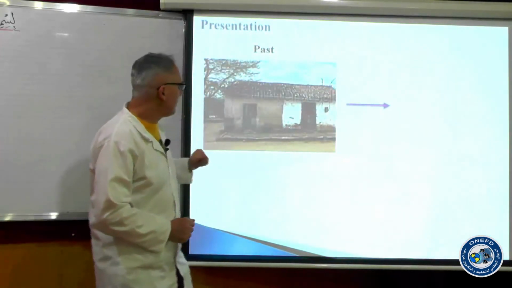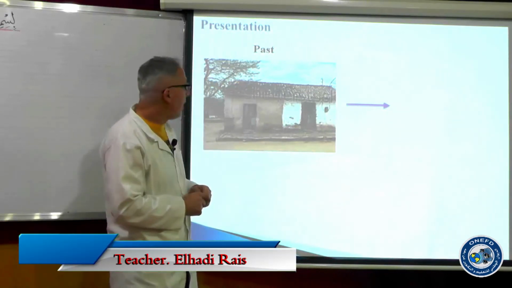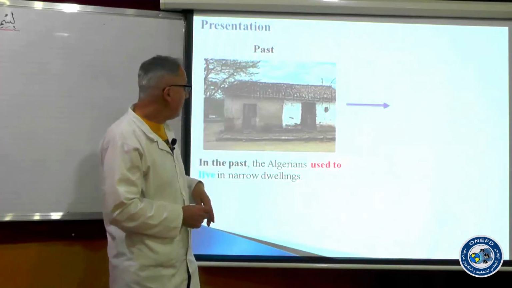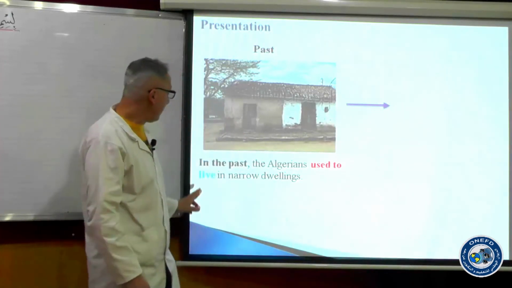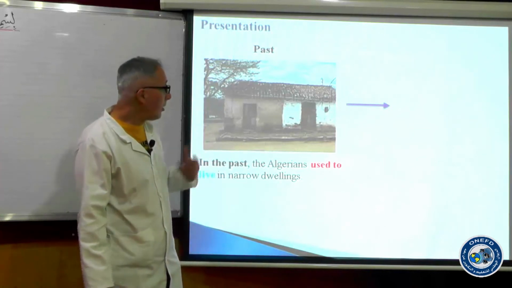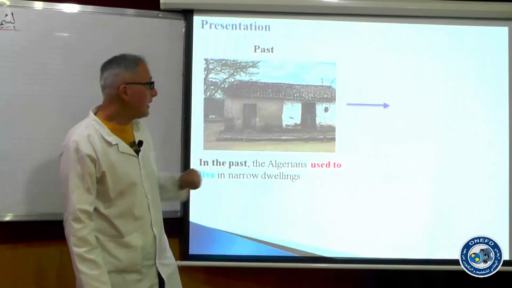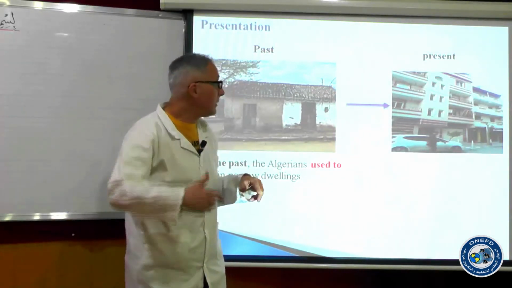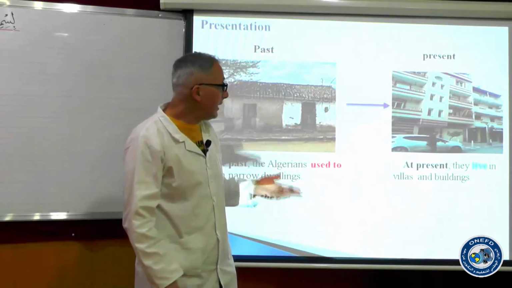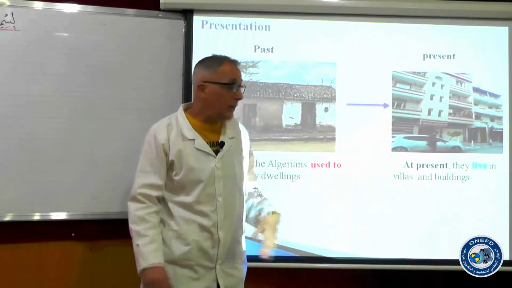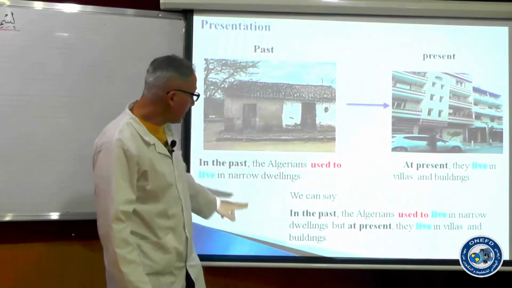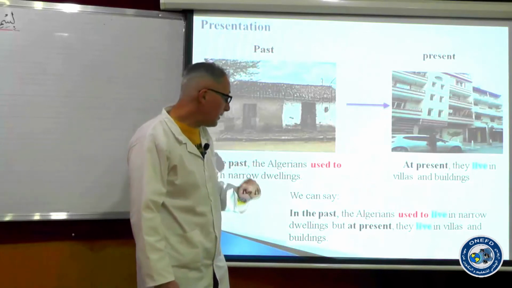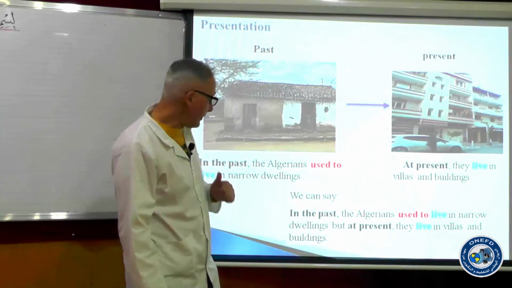Look at this picture. It is a nude house. So, where did the Algerian used to live in the past? In the past, the Algerian used to live in narrow dwellings or houses. What about now? Yes, look at the picture. There is a change. تغيير. So, say at present they live in villas and buildings. We can say in the past the Algerians used to live in narrow dwellings, but at present they live in villas and buildings.